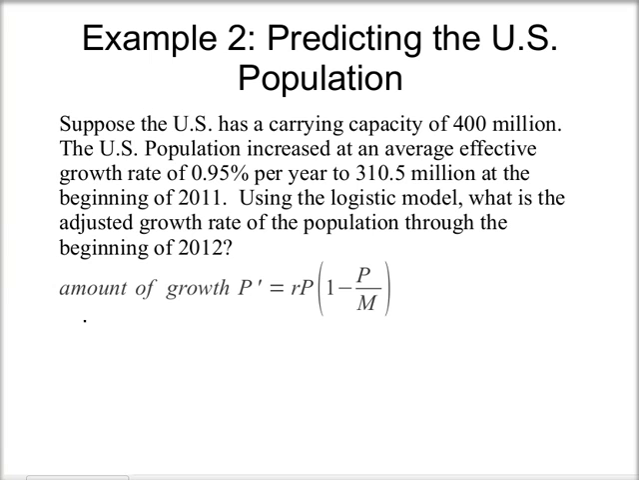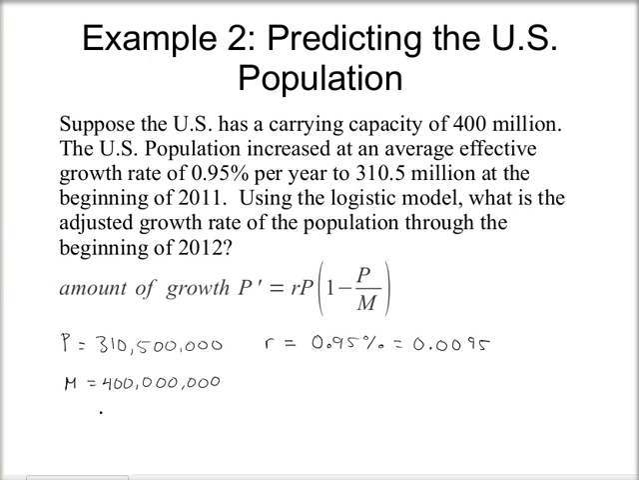So here, P is my initial population, so P is still equal to 310.5 million. R is the effective growth rate, so that is still 0.95%, or 0.0095 in decimal form. M is the carrying capacity now, and that is 400 million. So I can plug that into my formula to find P prime, the amount of growth.